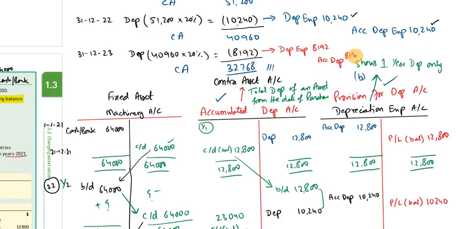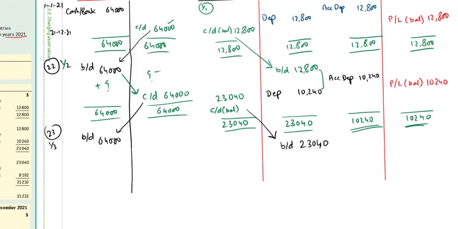8192. So here is the depreciation expense. We debit the depreciation expense 8192 by reference to accumulated depreciation, and accumulated depreciation is credited by 8192 by giving reference to the depreciation expense. Okay. So now close the accounts.